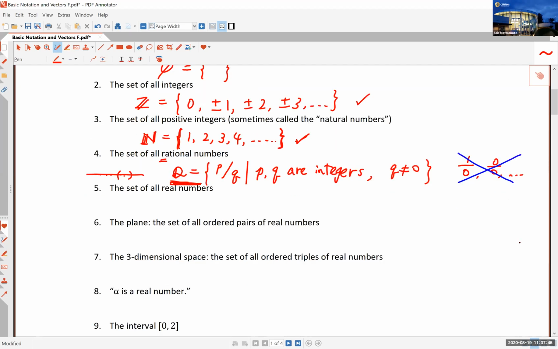So for the real line, you have all these irrational numbers, and so the set of all real numbers. Now, this is even harder to describe, and it's really difficult to define what the set of real numbers is.